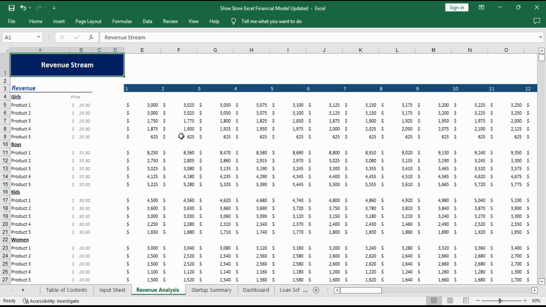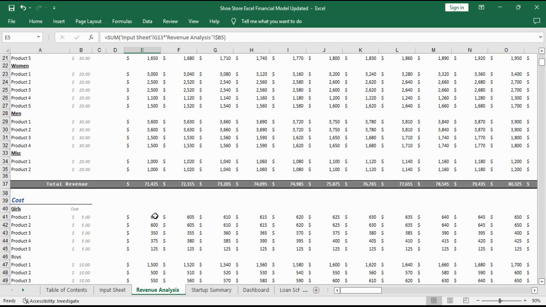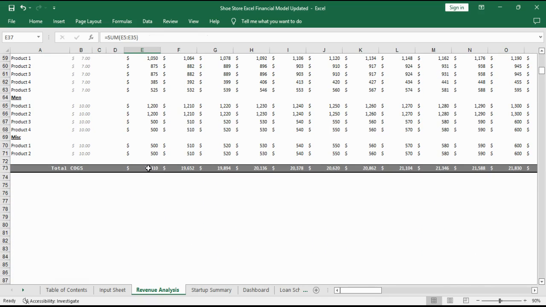Moving on to revenue analysis, here the revenue for each product is calculated separately for each month based on the unit price and the number of units sold in each month. Similarly, the cost is also calculated for each product separately, and in the end, the total revenue and total cost of goods sold is calculated for each month.